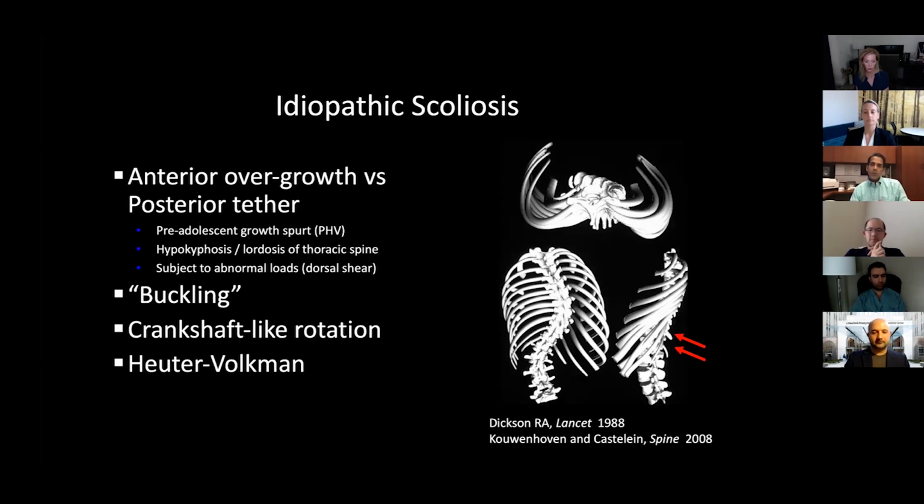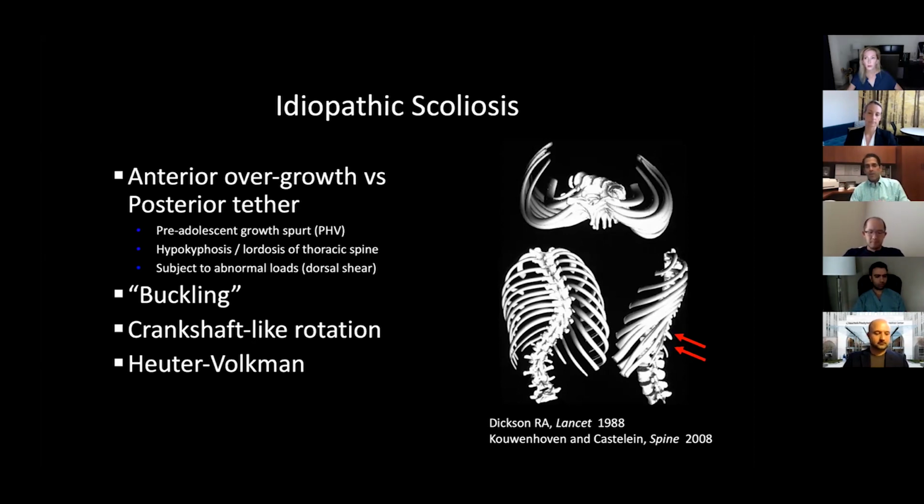We don't know yet the etiology. It is genetic, it is hormonal, it is influenced by the environment. But what we do know is it's probably an anterior overgrowth of the spine causing a buckling, a column buckling in multiple dimensions. It's typically associated with progression during the pre-adolescent growth spurt or peak height velocity. It is associated with loss of kyphosis, or in fact, lordosis at the apical segments.